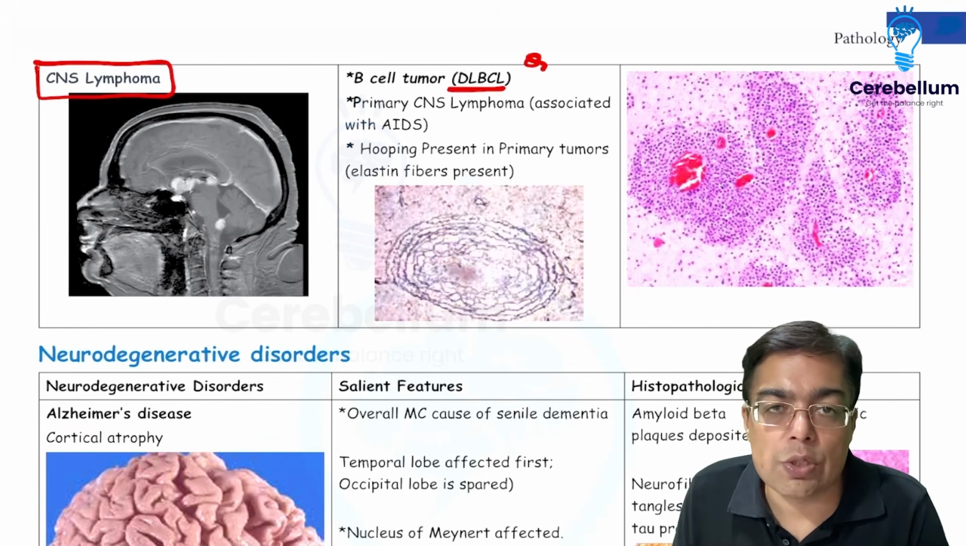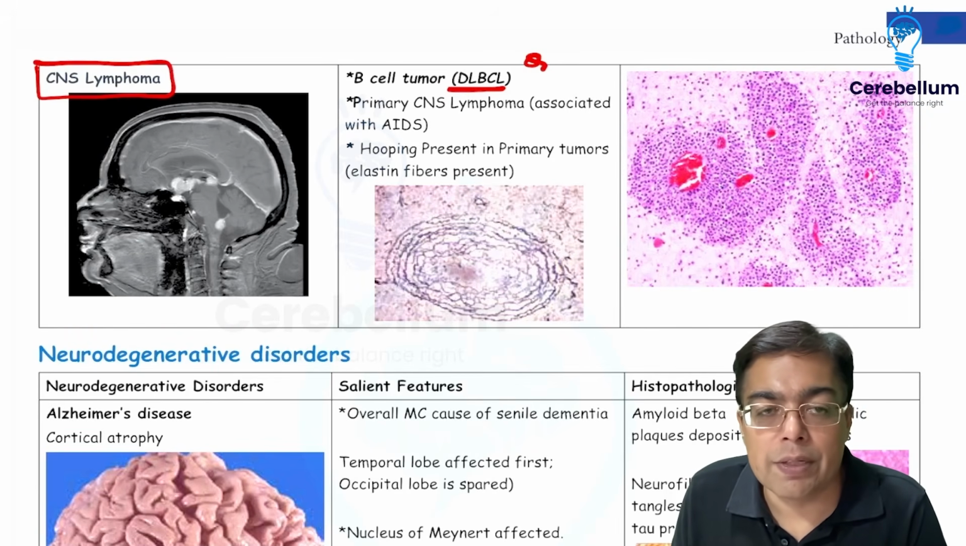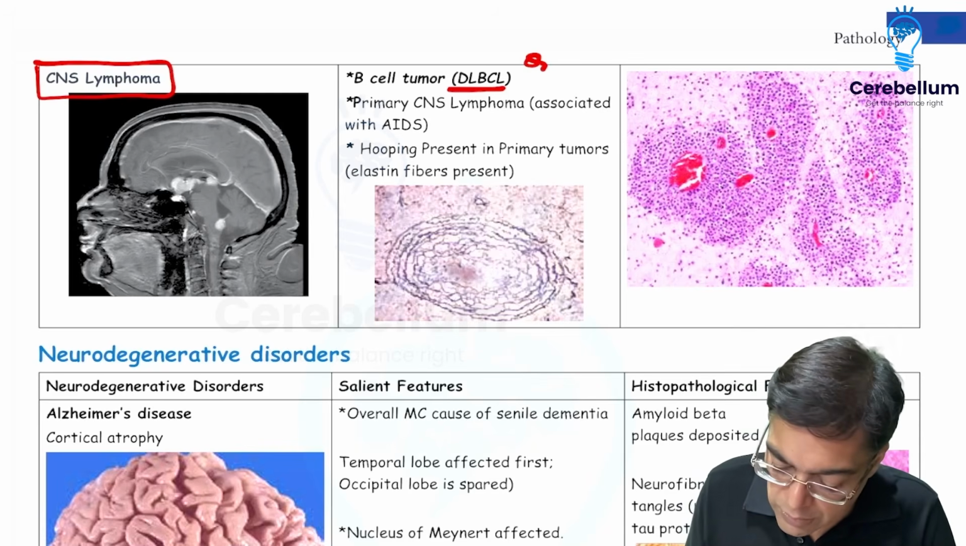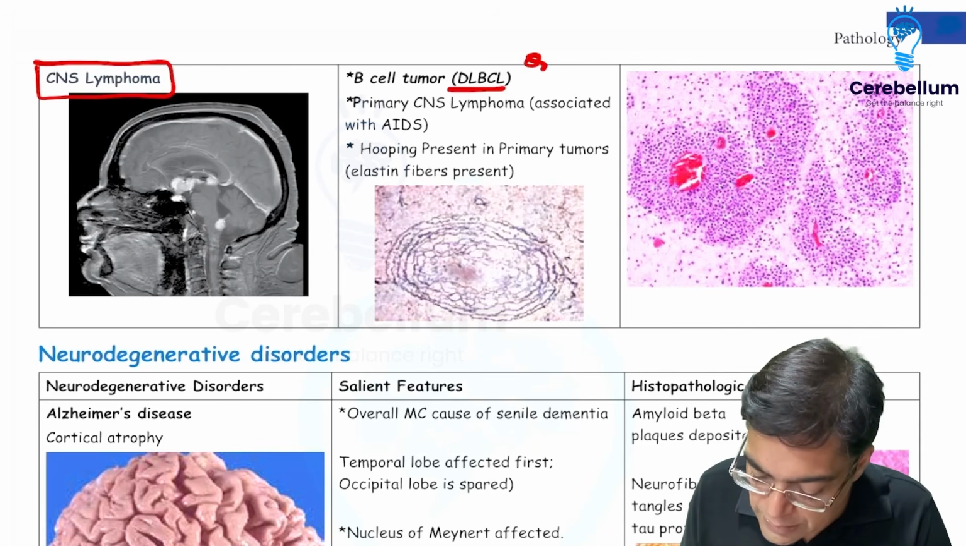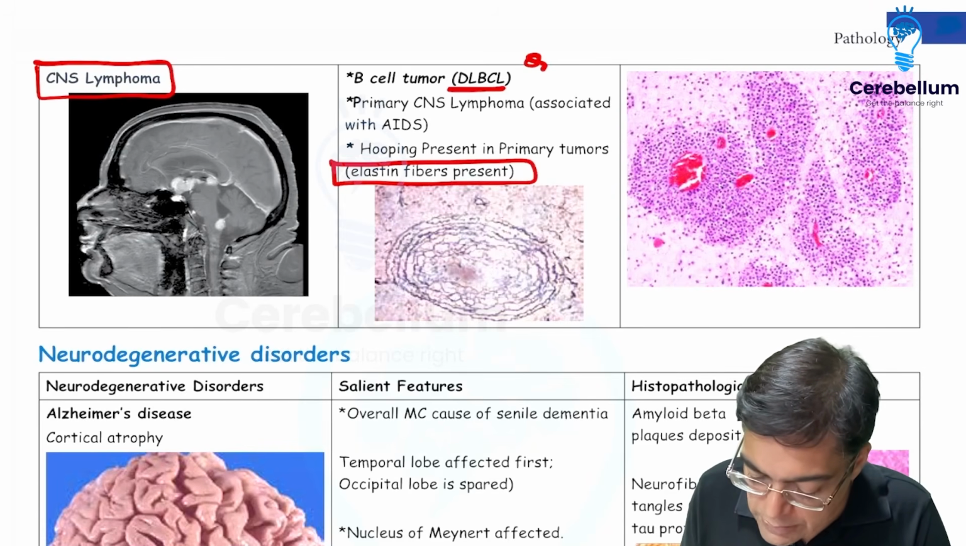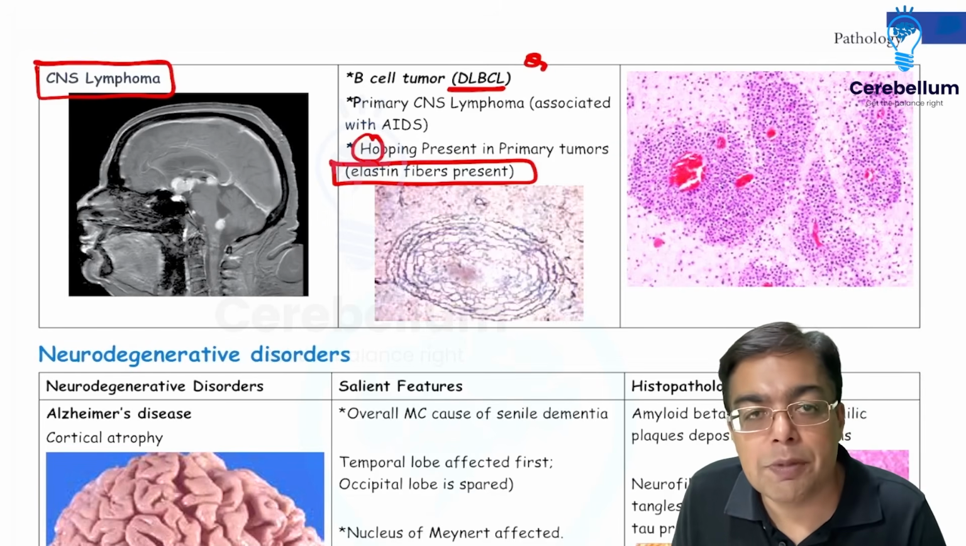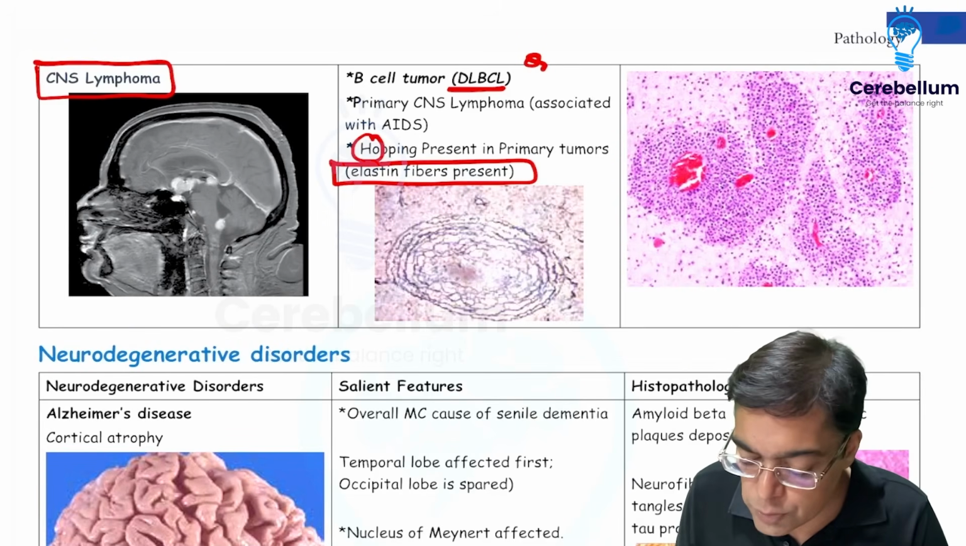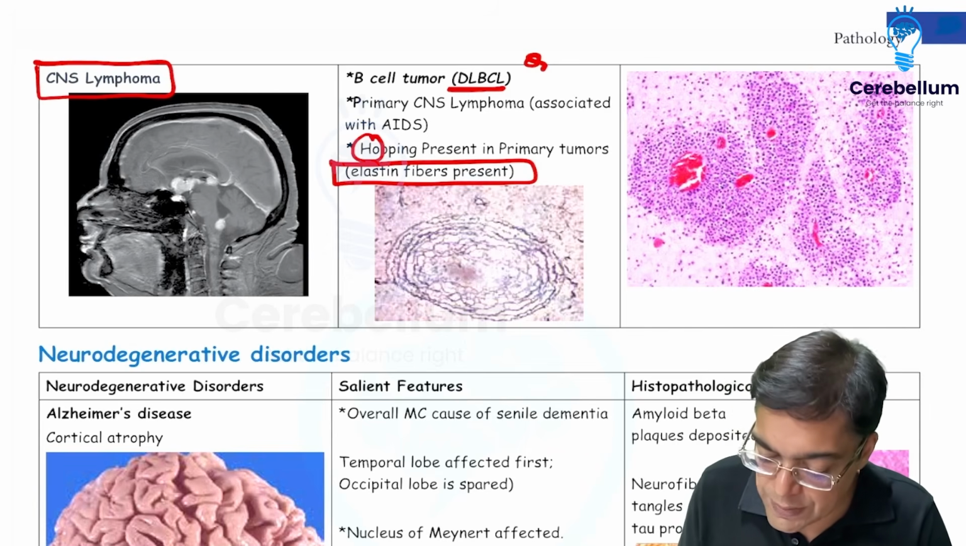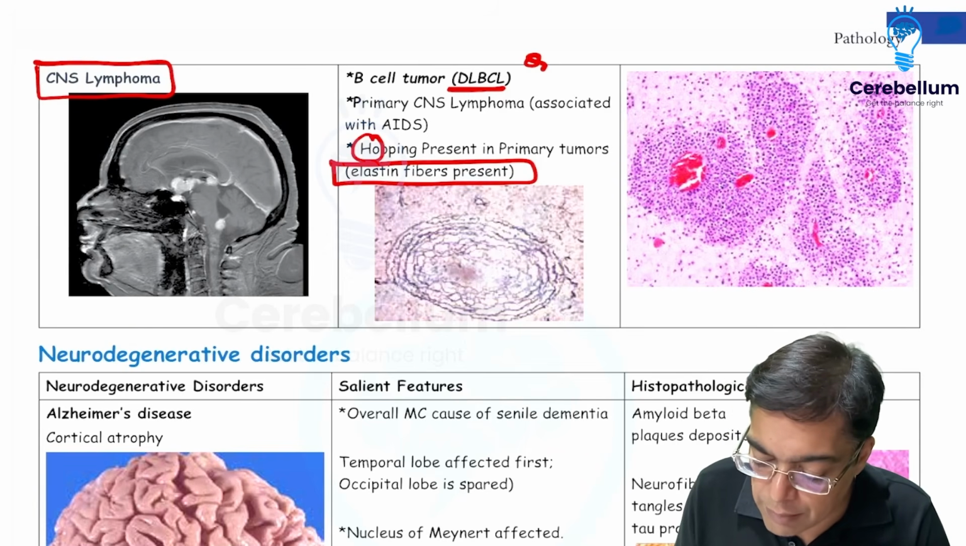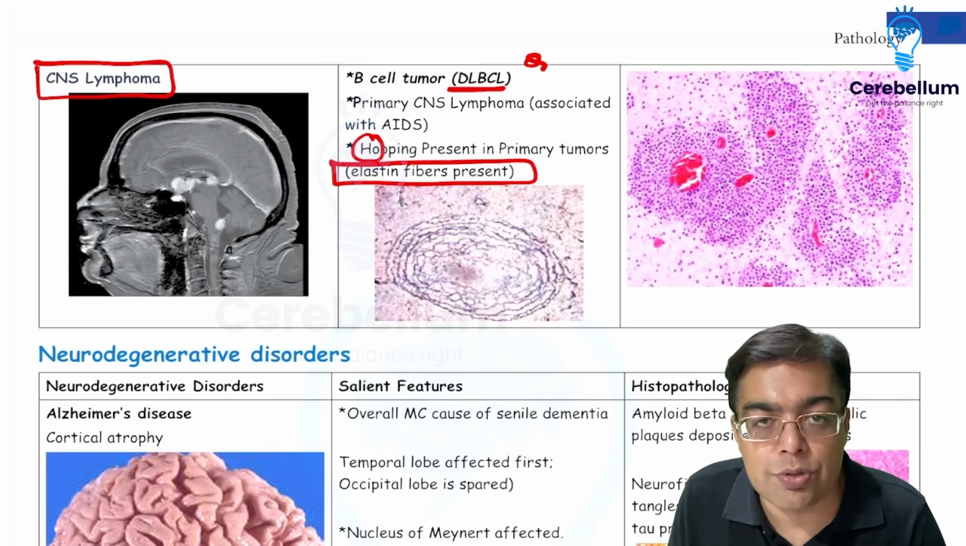And what we are having in case of a primary CNS lymphoma is that the patients are going to be having the presence of what is given the name of hooping. Hooping simply means that you are having the presence of elastin fibers. Please be familiar with the fact that a patient who is going to be having the CNS lymphoma, this can also be seen because of secondary conditions as well. But just remember the fact it's a primary variant which is going to be more common, so it's associated with immunosuppression and is going to be associated with hooping.